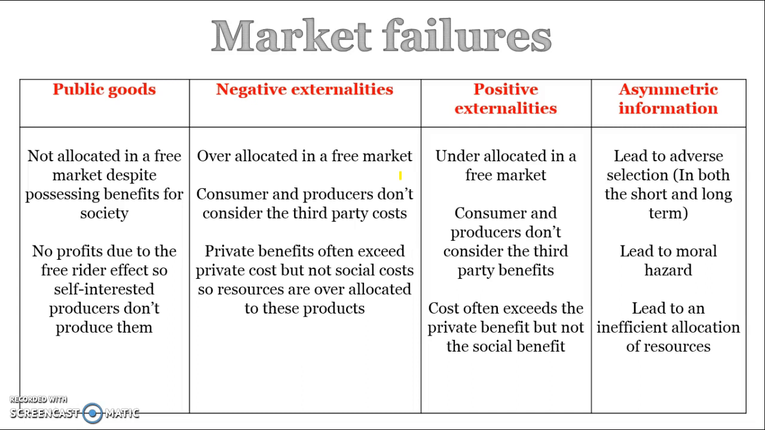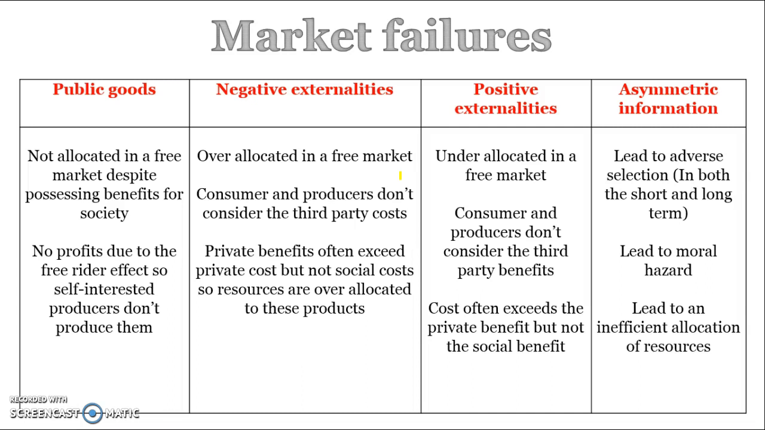In terms of positive externalities, they're under-allocated in a free market. Consumers and producers don't consider the third-party benefits, and therefore the cost often exceeds the private benefit but not the social benefit. What I mean by that is, say the cost of schooling is $30,000, the private benefit is $20,000, you don't go, but there's also a $20,000 benefit for society more generally. So theoretically, the overall social benefit, which incorporates both the private and the external benefit, is $40,000, which is higher than the cost, so they need to subsidise it to bring the cost down to take into account both the private and the external benefit.